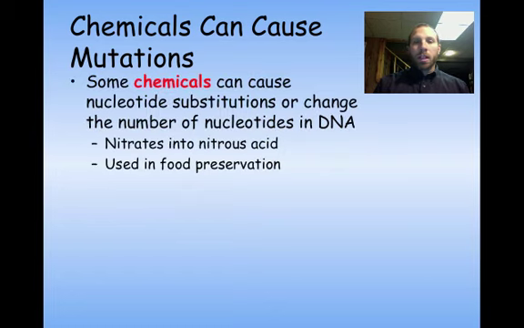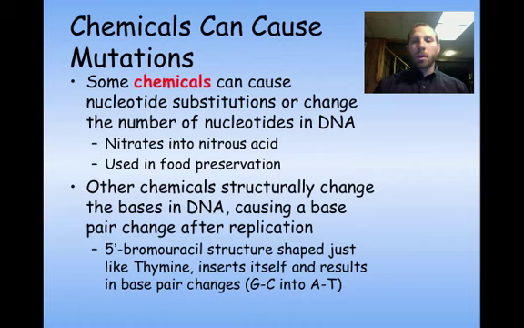Some chemicals that can cause mutations cause nucleotide substitutions, which we will learn more about in a few minutes, and they change the number of nucleotides in the DNA. Nitrates into nitrous acid and other chemicals that are used in food preservation can lead to these mutations. Some other chemicals structurally change the bases in the DNA, causing a base pair change after replication.